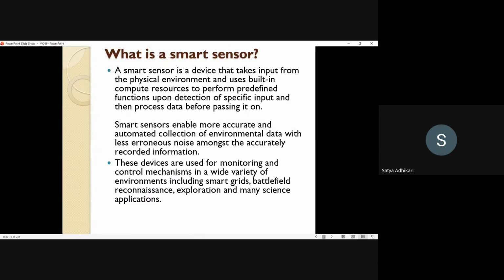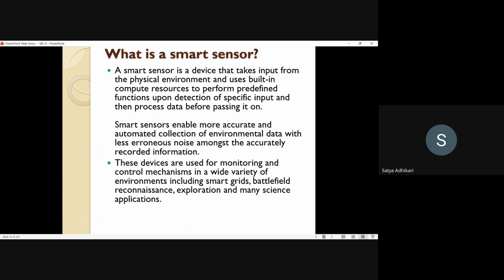And also we have discussed some smart home equipment we are using in our home, and how the sensor is used in that equipment, and what is here the smart sensor.